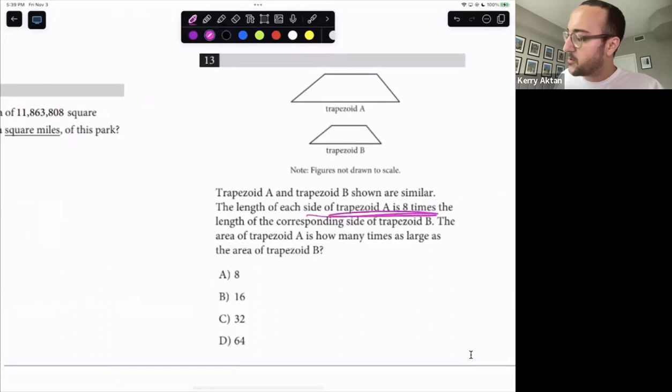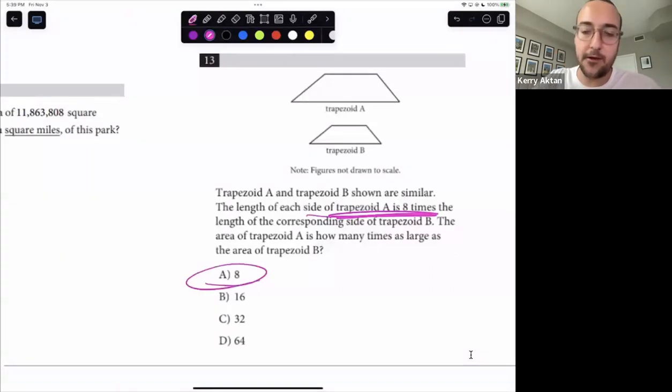Remember, if this trapezoid is 8 times each side of the previous trapezoid, understand that, yes, these are similar trapezoids. If I multiply it by 8, you know what? 99% of your friends are going to choose 8A here. How many times larger is this trapezoid? It's 8 times as big.